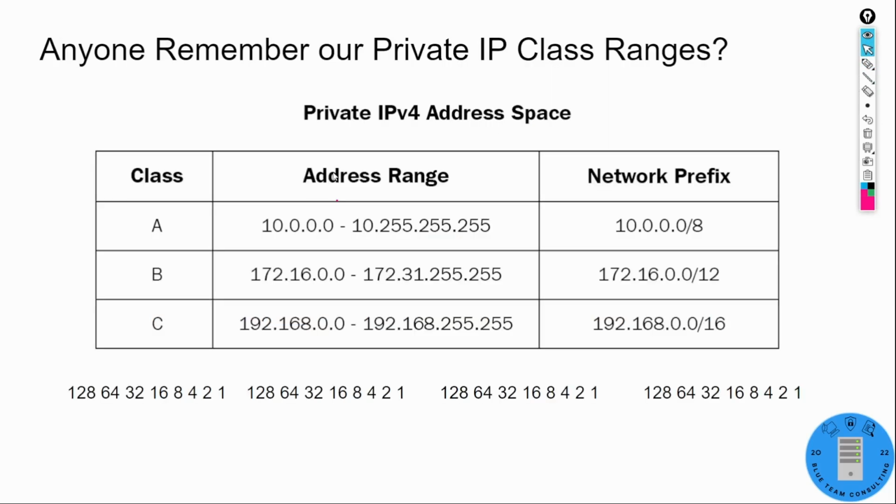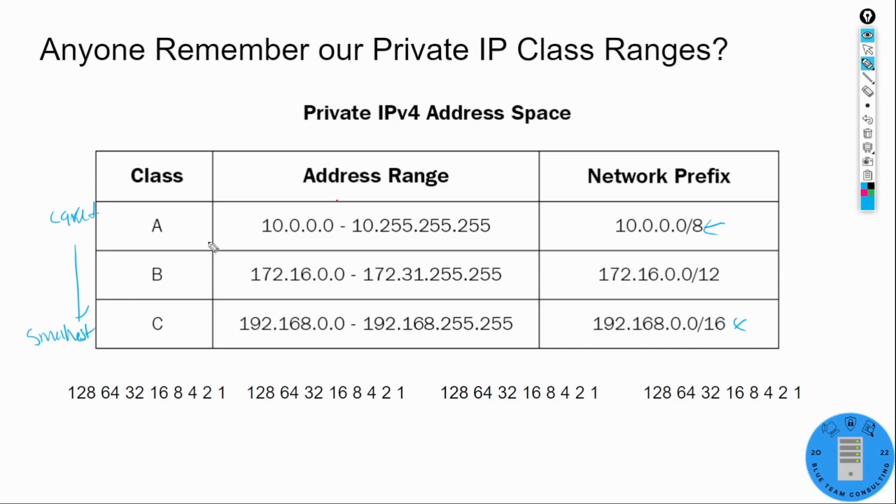Anyone remember our private IP class ranges? This should make a lot more sense now, because when you see this denotation here of the CIDR or the hack, it makes more sense as to why Class A is such a larger network than a Class C network. These range from largest to smallest.